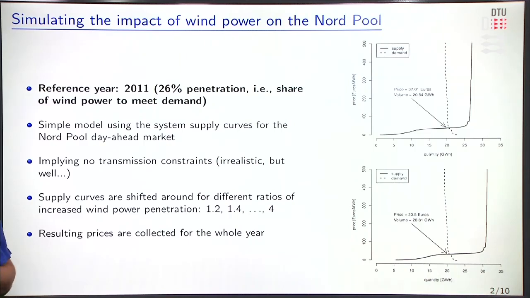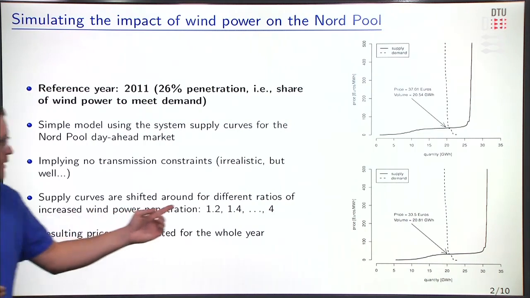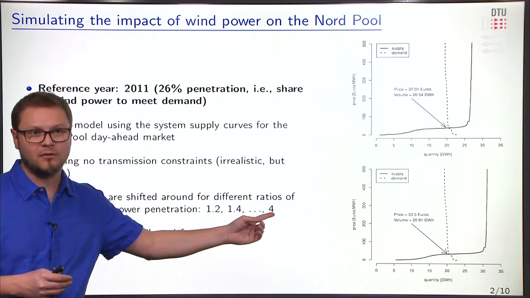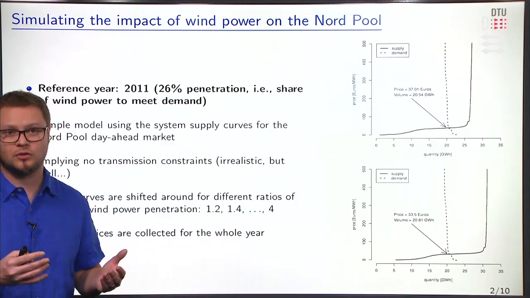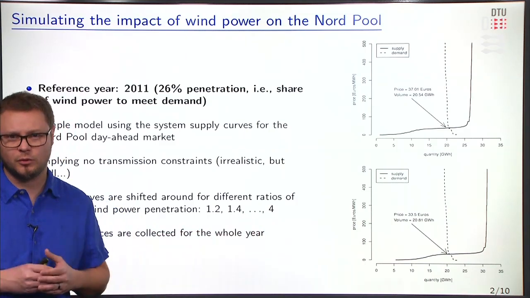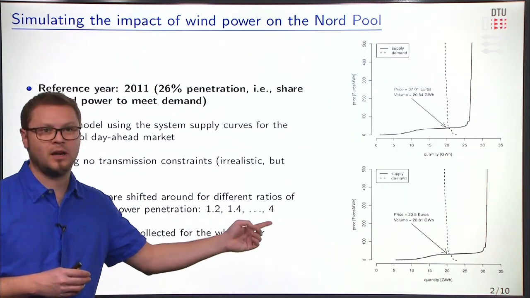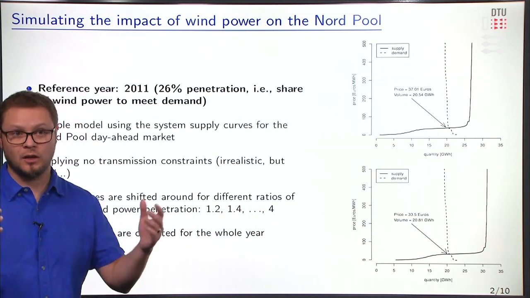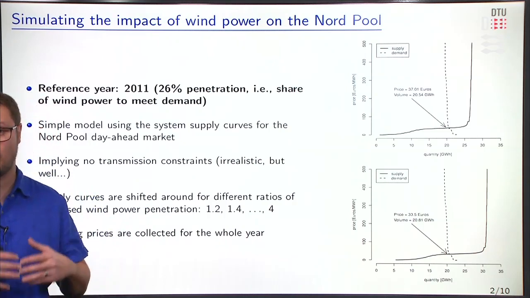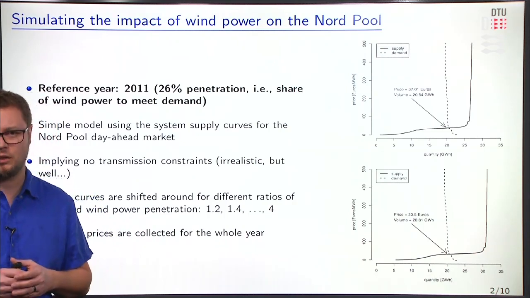So we are not going to lower the quantity of wind power in the system, we are only going to increase it. The various coefficients we're going to apply, for instance, is 1.2, so we multiply by 1.2 the wind power generation in the system, 1.4, etc., until 4. So we want to multiply by 4 the amount of wind power generation in the system.